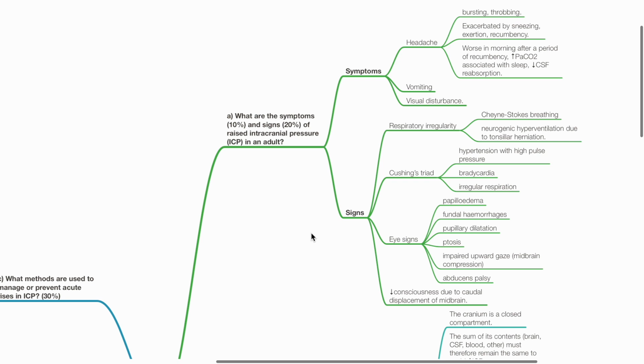Signs include respiratory irregularity, such as Cheyne-Stokes breathing, and neurogenic hyperventilation due to tonsillar herniation. Cushing's triad, consisting of hypertension with high pulse pressure, bradycardia, and irregular respiration. Eye signs include papilloedema, fundal hemorrhages, pupillary dilatation, ptosis, impaired upward gaze due to midbrain compression, and abducens nerve palsy, impaired consciousness due to caudal displacement of the midbrain.